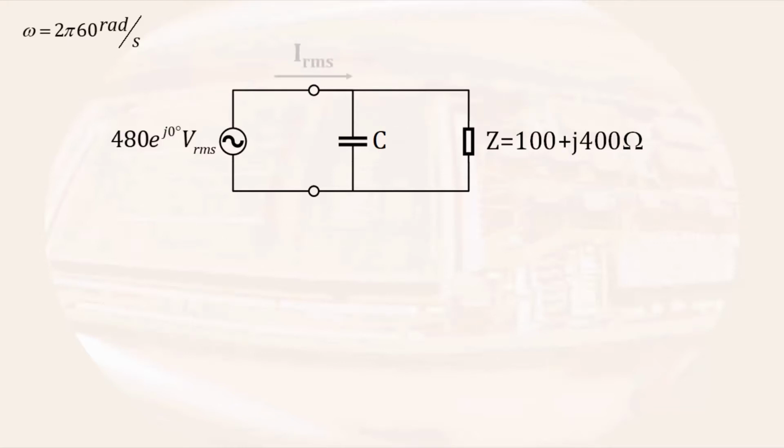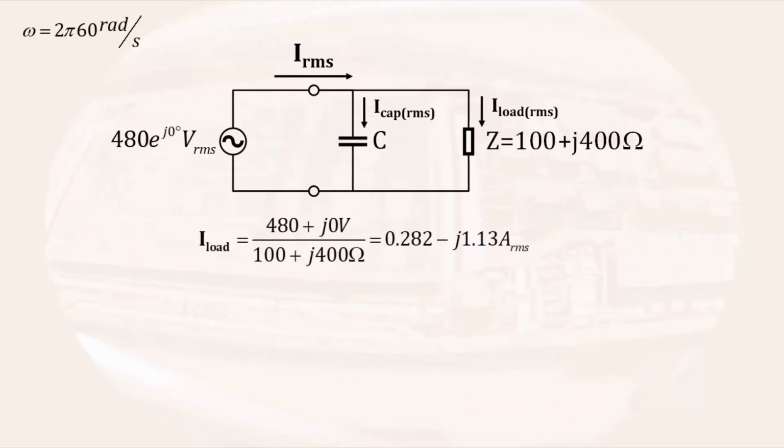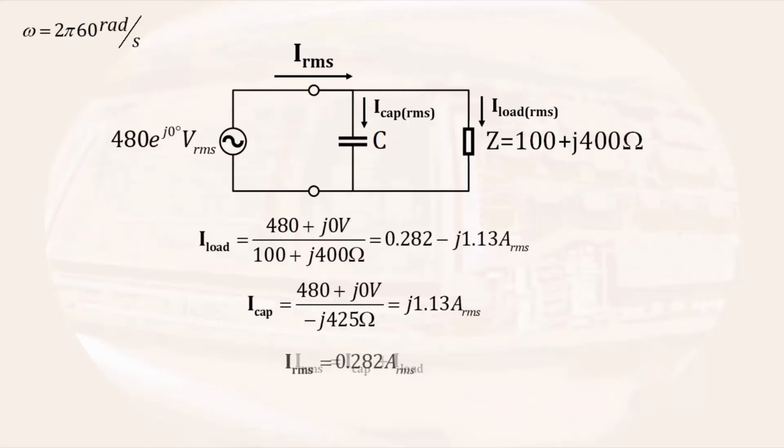I think we should take a couple quick looks at some practical aspects of this problem. First, let us see what the capacitor did to the RMS current from the source. We know that the source current must be equal to the capacitor current plus the load current. Both the capacitor and the load have the source voltage across them, so we can solve for each current using Ohm's law. The load current remains the same as before and is 0.282 minus J 1.13 amps RMS. The current through the capacitor ends up being positive J 1.13 amps RMS. The sum of the currents is entirely real with the value of 2.82 amps RMS. As we might expect, in order to have no reactive power, the current must be in phase with the voltage.